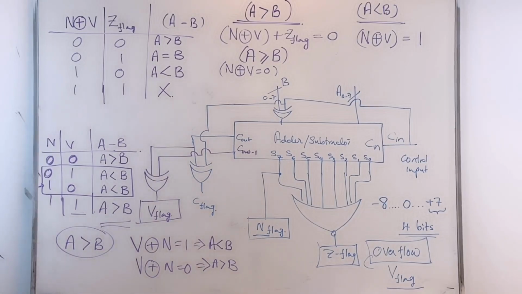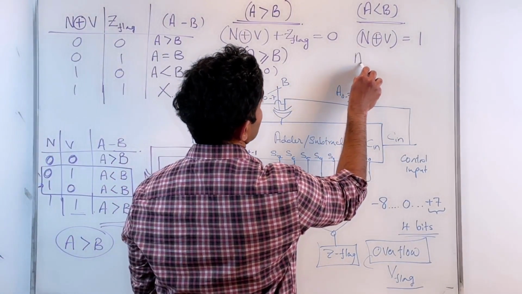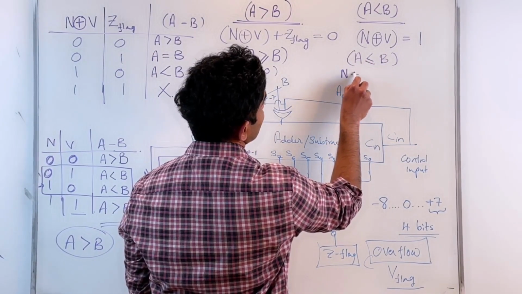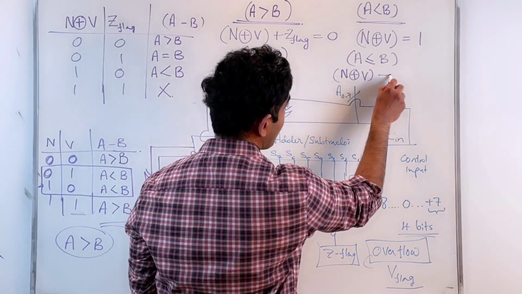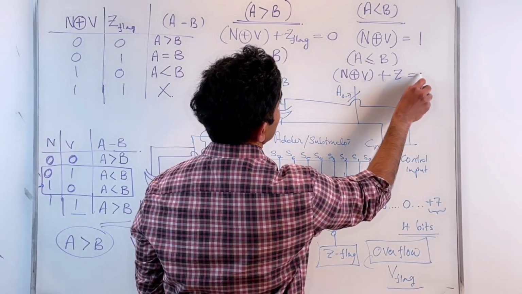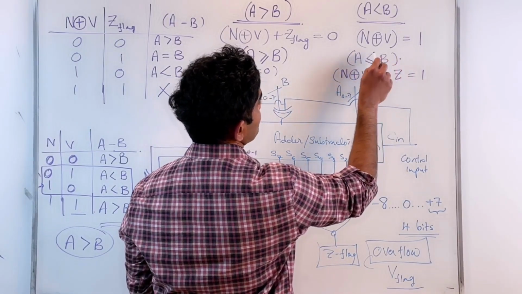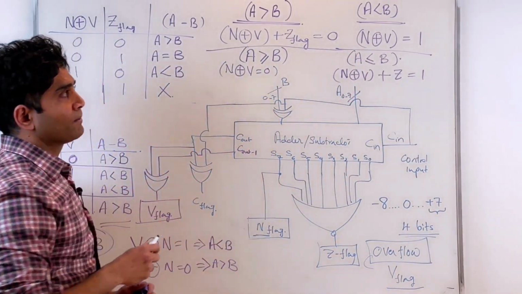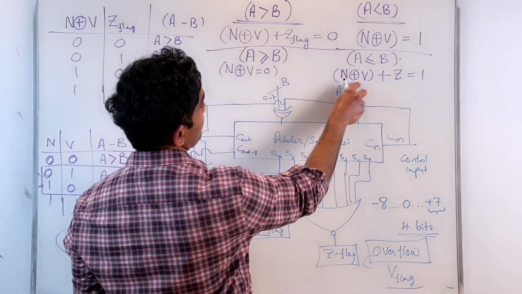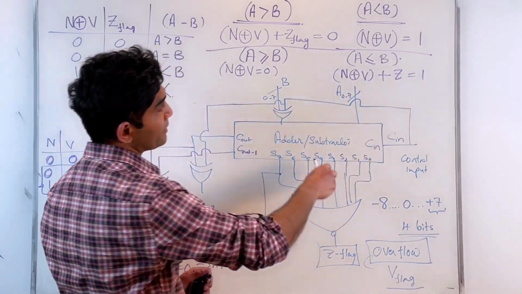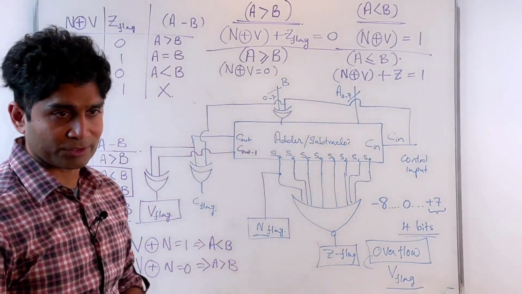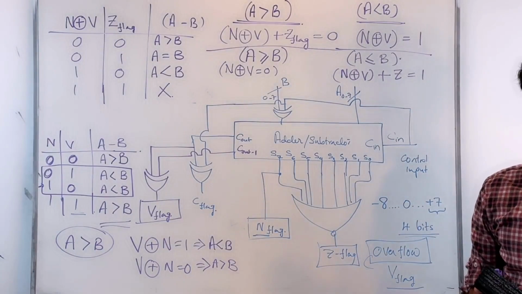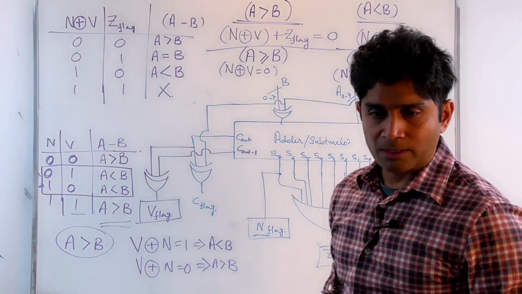So that satisfies. And for A less than or equal to B, if N exclusive OR V or Z is 1, then this condition is satisfied, right? Either this is 1 or this is 1, then the condition is satisfied, and I can check for that condition. Okay. All right. So that's it.